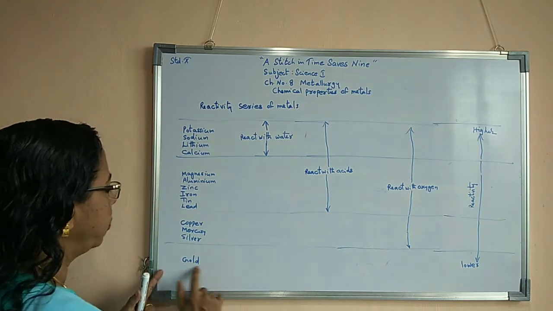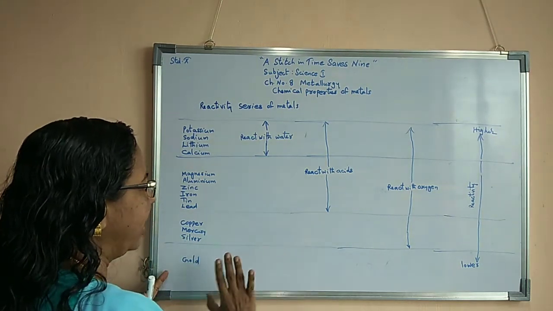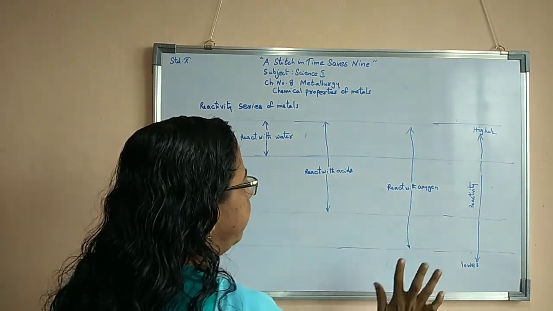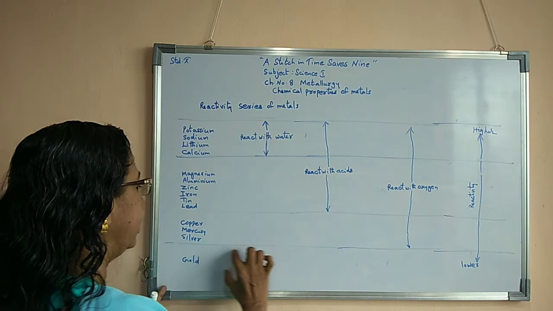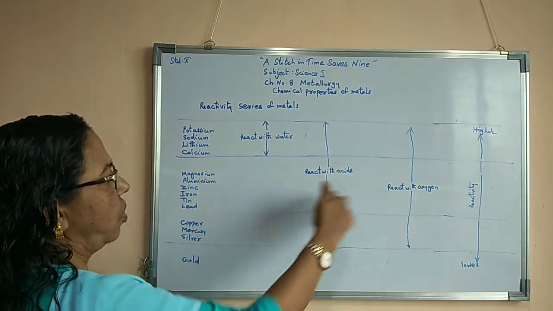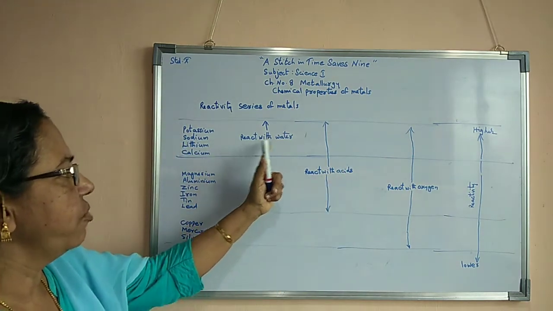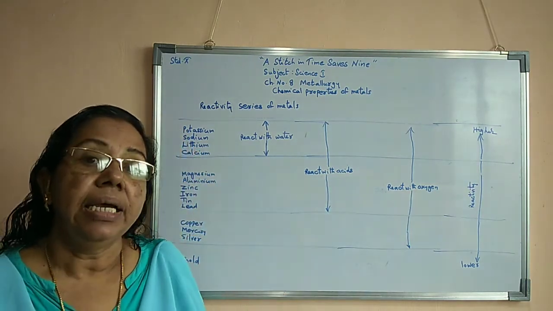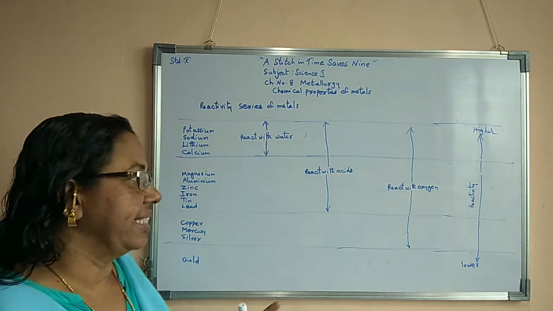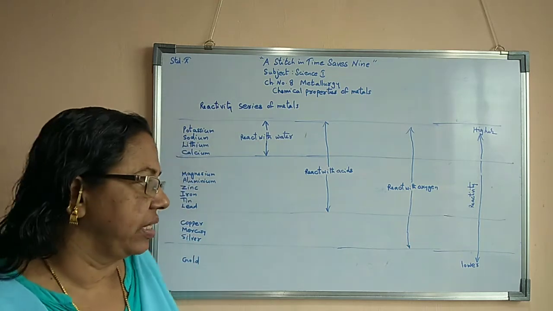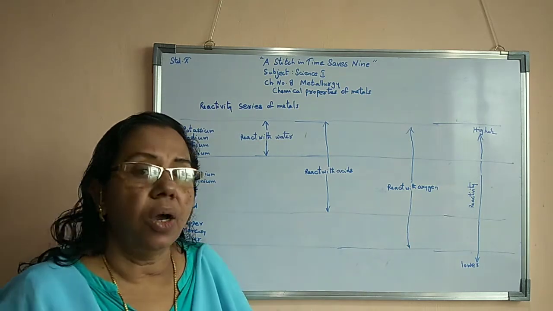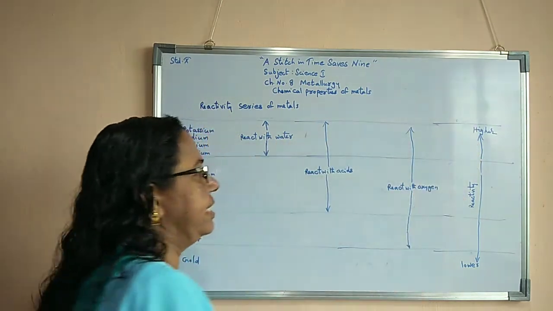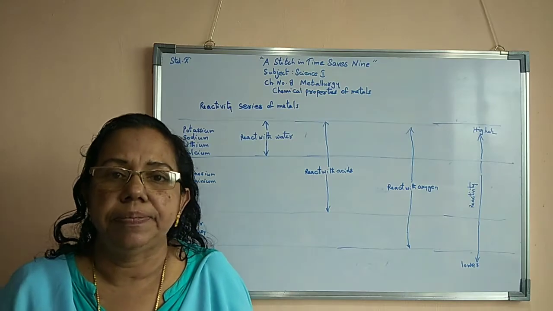Now, when we come to gold, it has no reaction with water, no reaction with acids, no reaction with oxygen. So we can say that it does not react with any of these things, like water, acids as well as oxygen. So we can say that gold has the lowest reactivity. Gold has lowest reactivity. Potassium has highest reactivity.